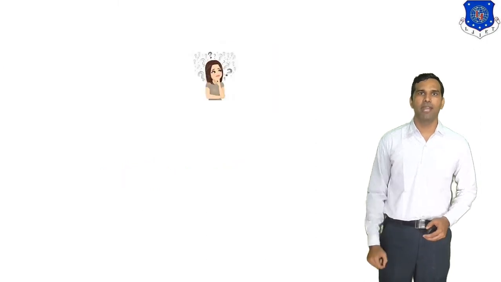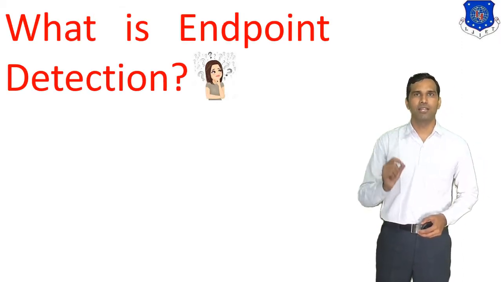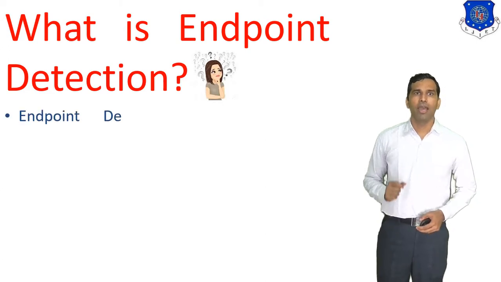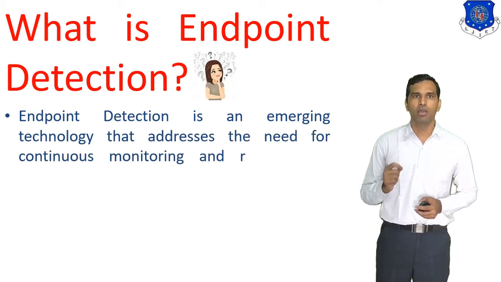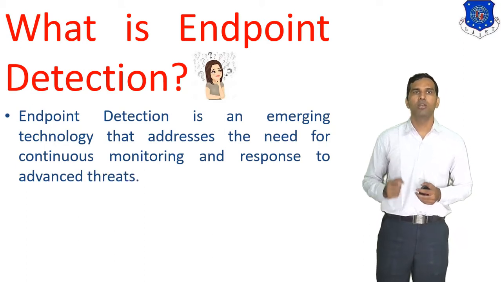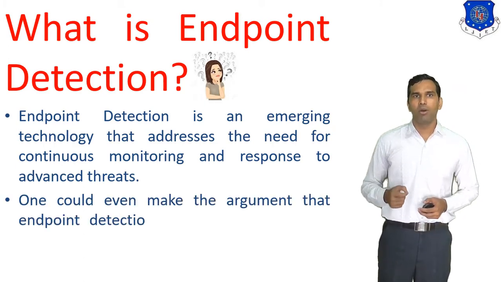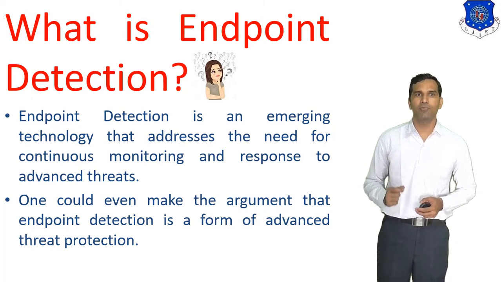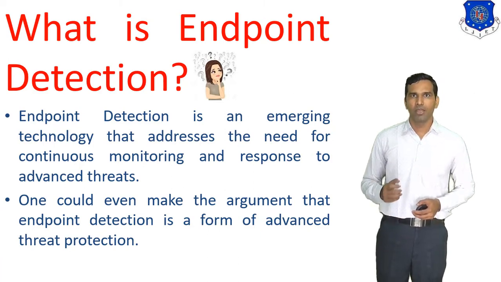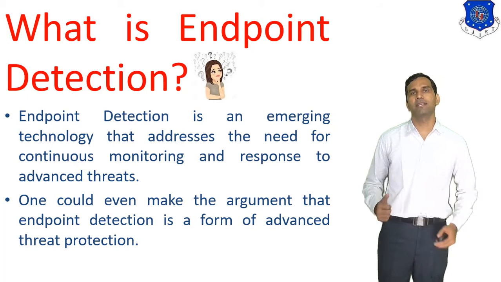We start with the endpoint detection. First of all, one question comes to our mind: what is endpoint detection? The answer is, endpoint detection is an emerging technology that addresses the need for continuous monitoring and response to advanced threats. In other words, one could even make the argument that endpoint detection is a form of advanced threat protection. So it helps to increase the efficiency of the system.